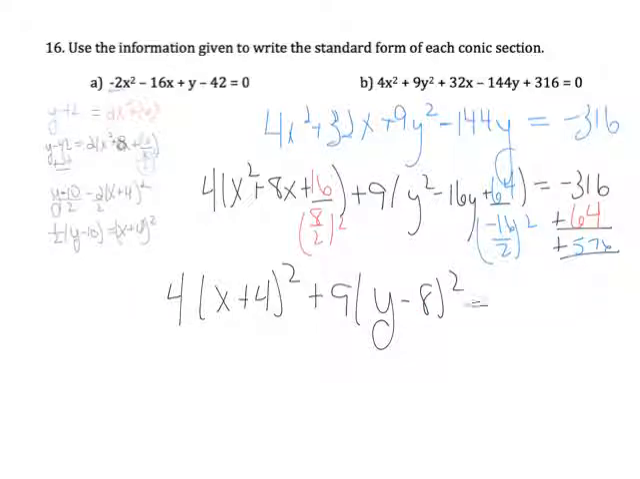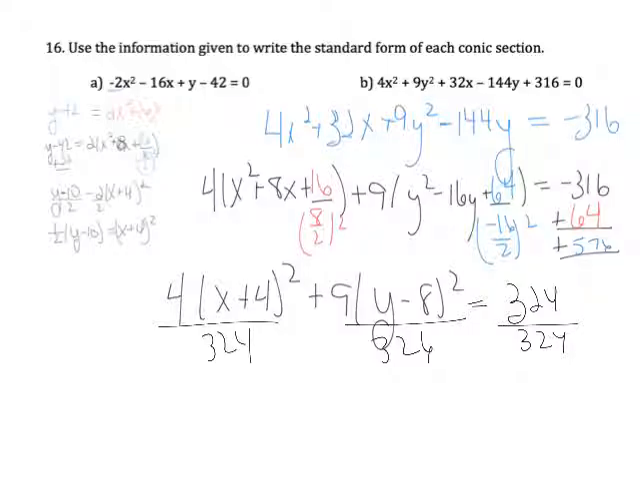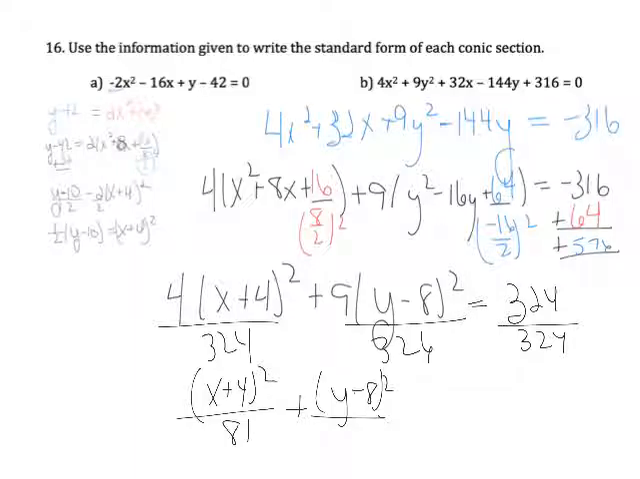Okay, so then when we take everything on the right side and combine it, we get 324. And then we're going to divide everything by 324. Oops, that's a 324, not a 326. All right, so we have the quantity x plus 4 squared over 81 plus the quantity y minus 8 squared over 36, and that's going to equal 1. Okay, so that's the equation of our ellipse.